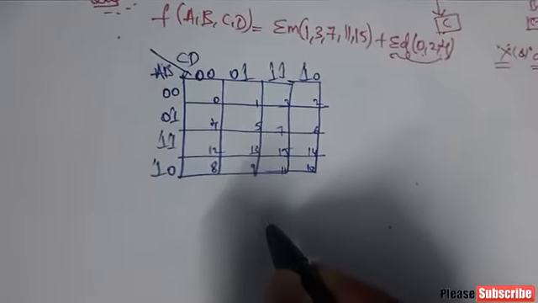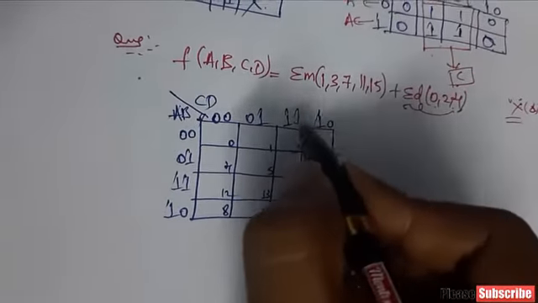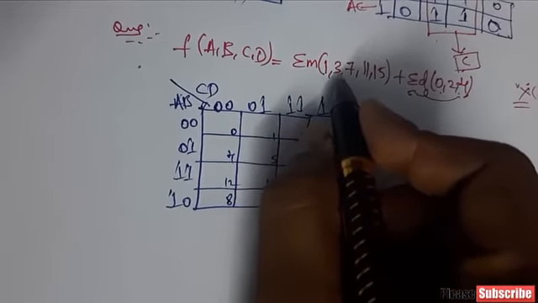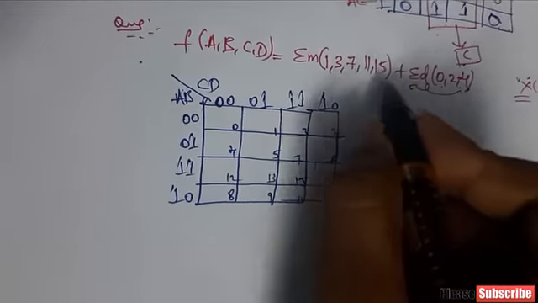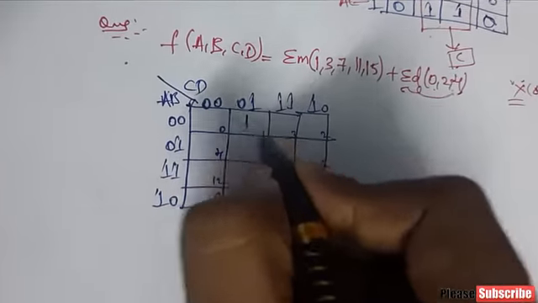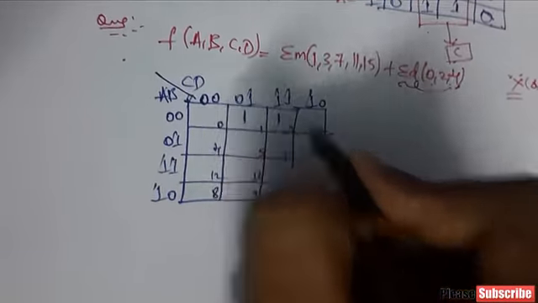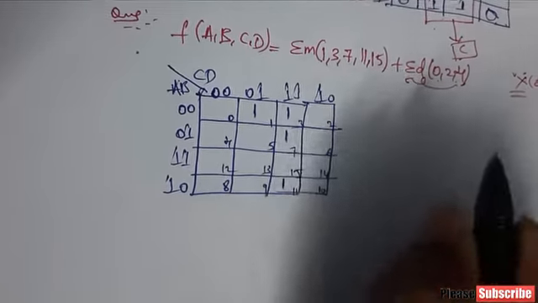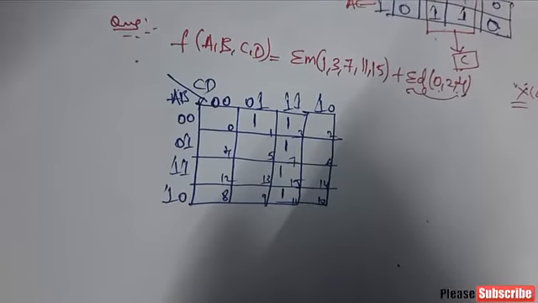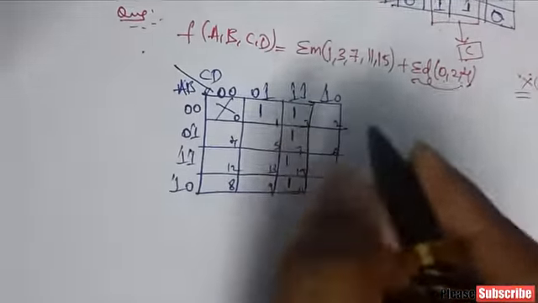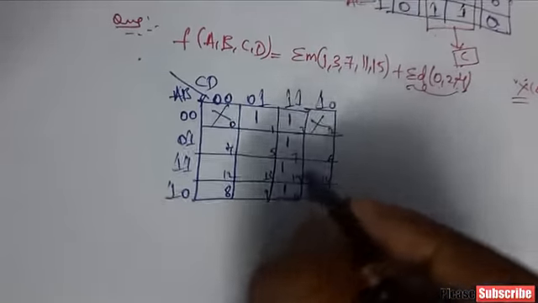Let's see. 1, 3, 7, 11, 15. 1, 3, 7, 11, next 15. Here the don't care conditions will be the 0, 2, 4.